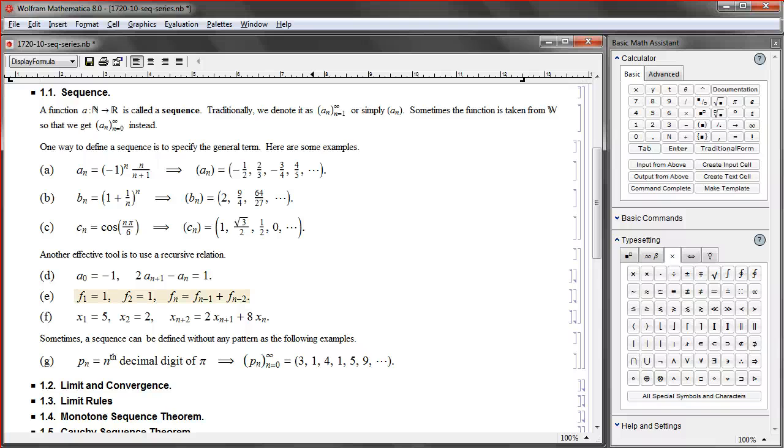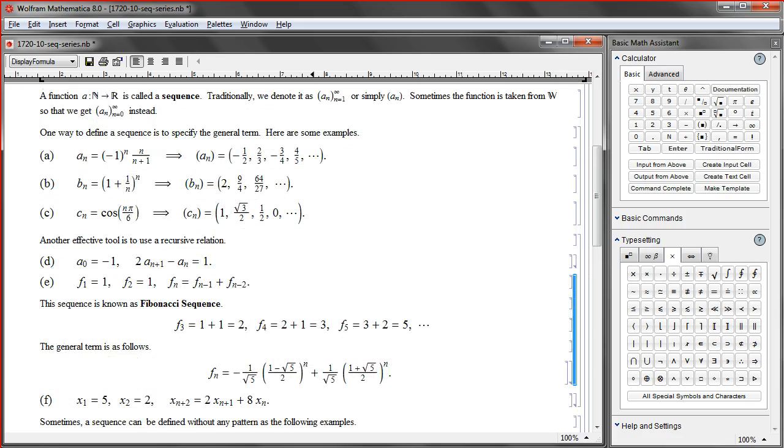This example is a famous example. It is called the Fibonacci sequence. The first two terms are given, f1 and f2, and then there's a recursive relationship between three terms. So from f1 and f2 we can find out f3. From f2 and f3 we can find out f4, and so on and so forth. So f3, f4, f5, we can find everything. And for some really strange reason, the general term becomes something like this, and magically everything will just cancel out and we get integer values.